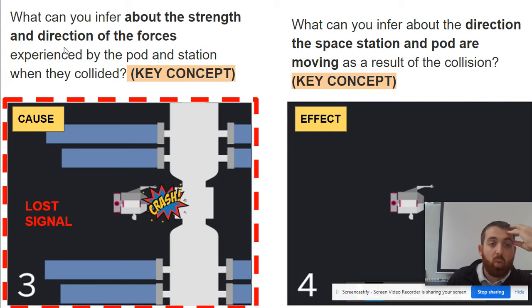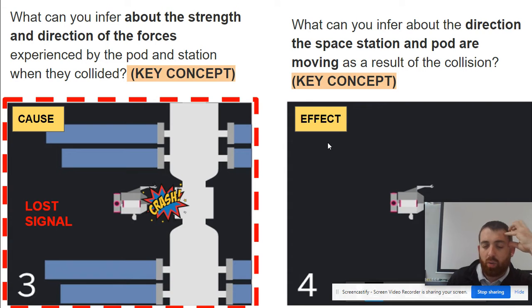So let's take a look at these questions. The first one, what can you infer about the strength and direction of the forces experienced by the pod and the station when they collided? So in time 3, we're going to be looking at answering that question using a specific key concept. The other question we're going to be looking to answer to understand the effects is what can we infer about the direction the space station and pod are moving as a result of this collision?